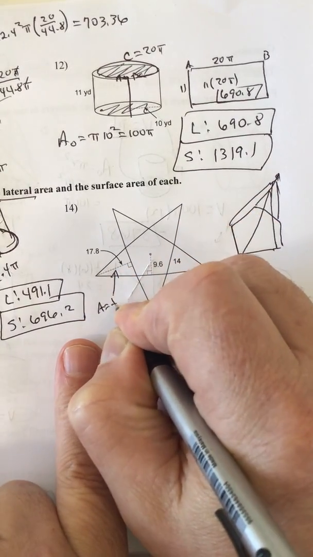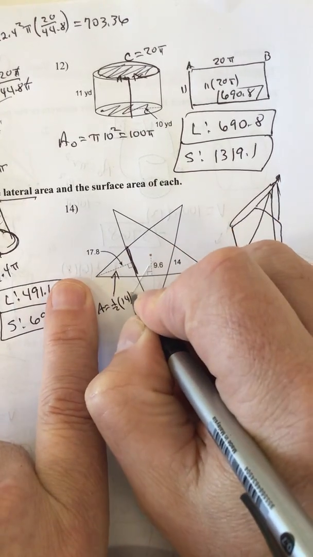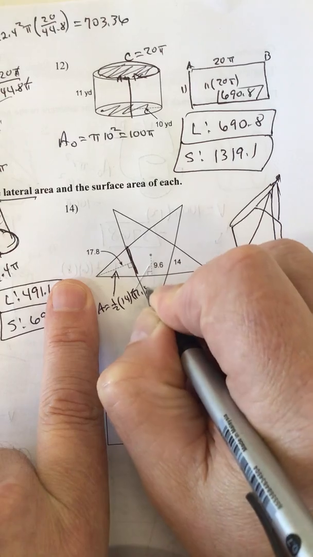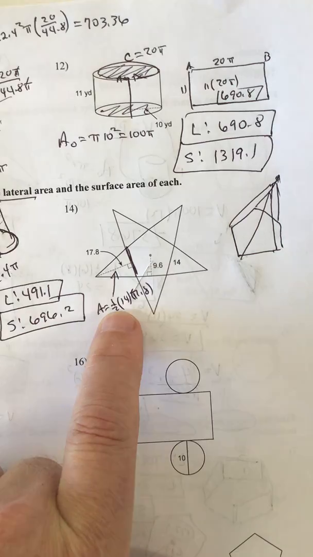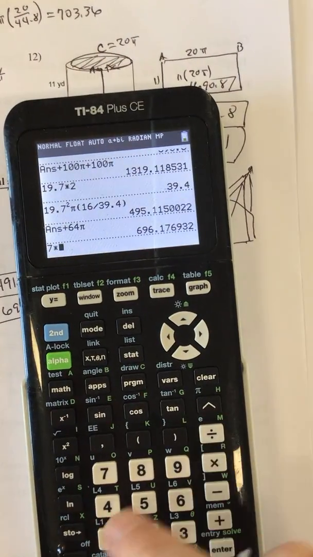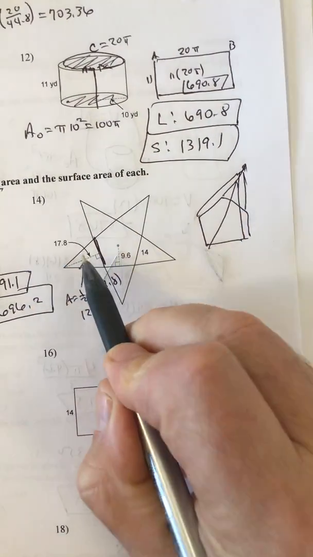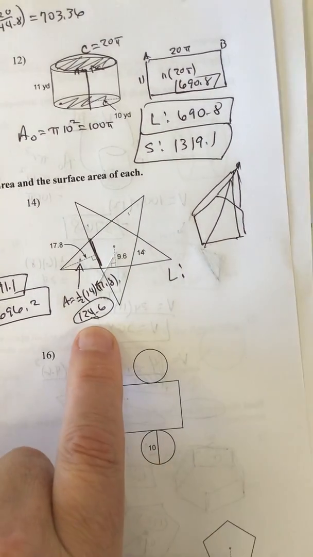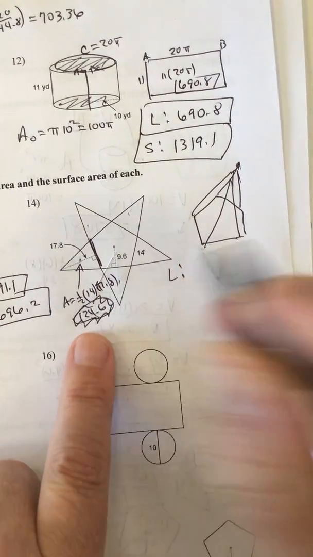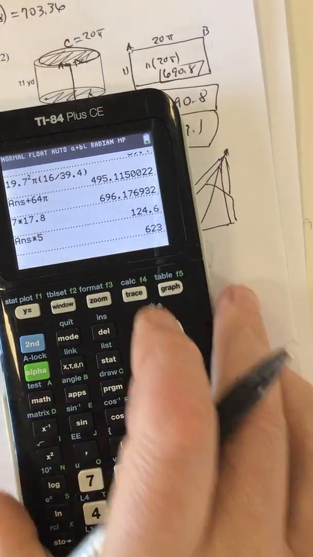The area of a triangle is 1/2 times the base. Well, that's 14 times the height, 17.8. So 1/2 times 14 times 17.8, so half of 14 is 7. So 7 times 17.8 is 124.6. So this 124.6 is this triangle. There's 1, 2, 3, 4, 5 of them. So the lateral surface area is 124.6 times 5 times, which is 623.